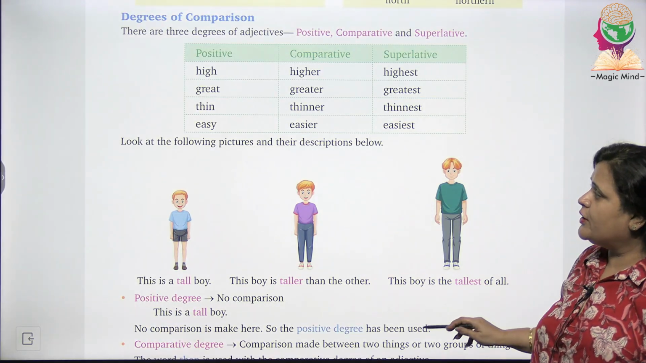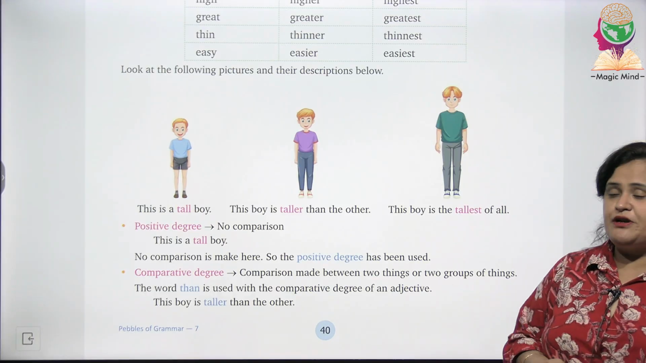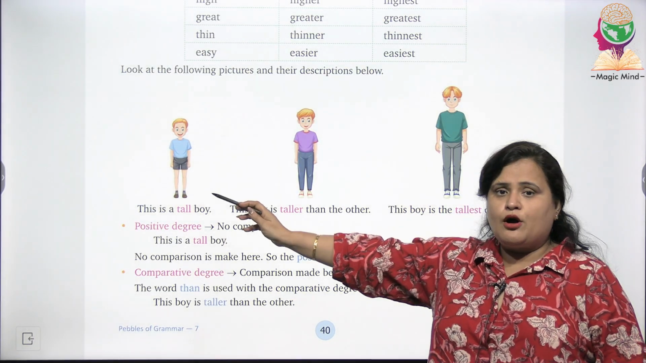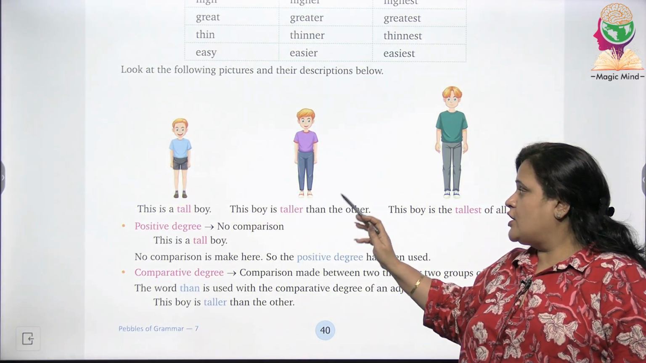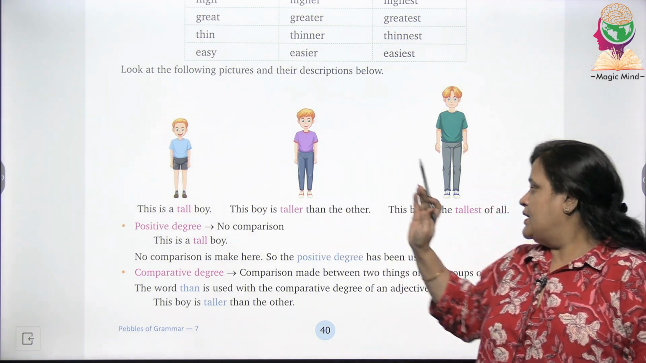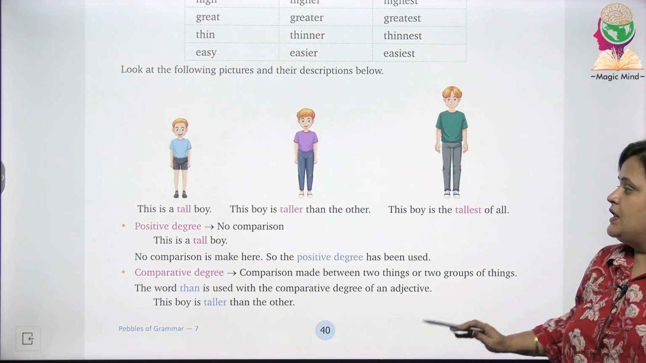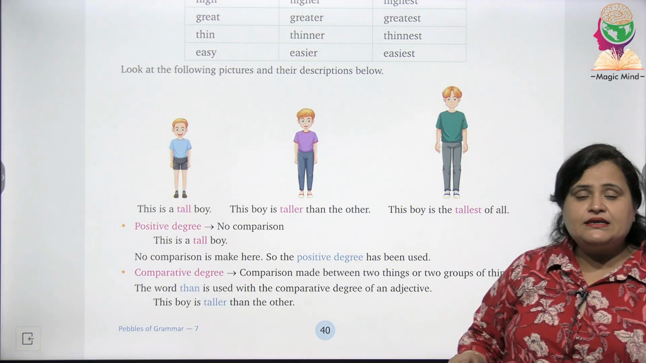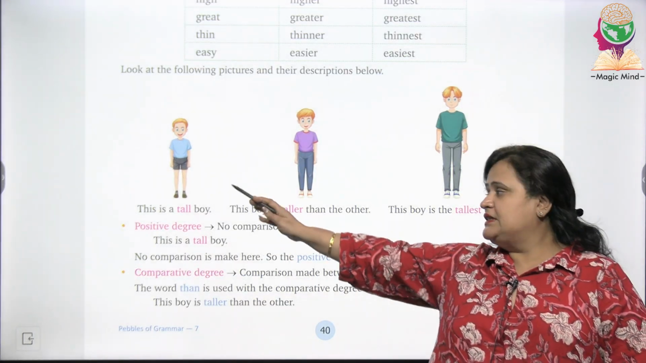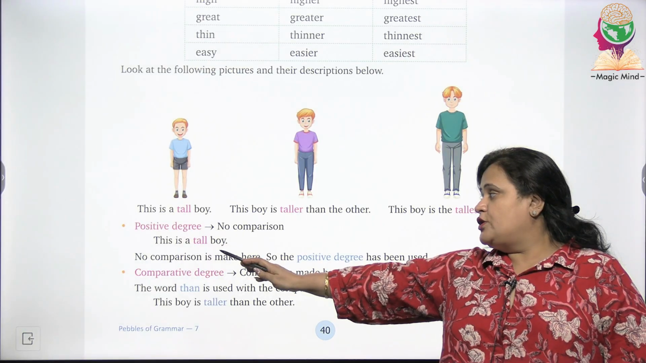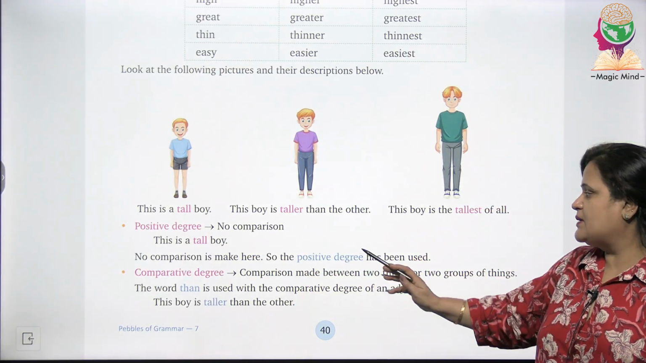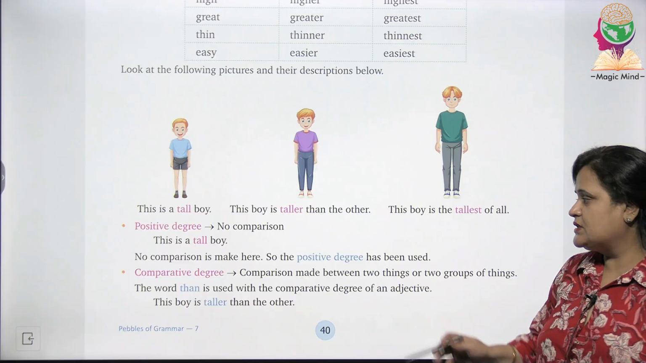Look at the following pictures and their descriptions below. This is a tall boy. This boy is taller than the other. This boy is the tallest of all. पॉजिटिव डिग्री में कोई कंपैरिजन नहीं होता. नो कंपैरिजन. दिस इज अ टॉल बॉय. So no comparison is made here. So the positive degree has been used.